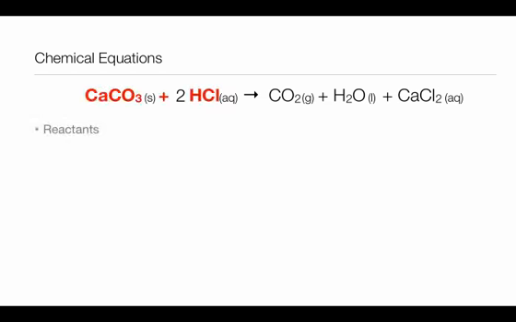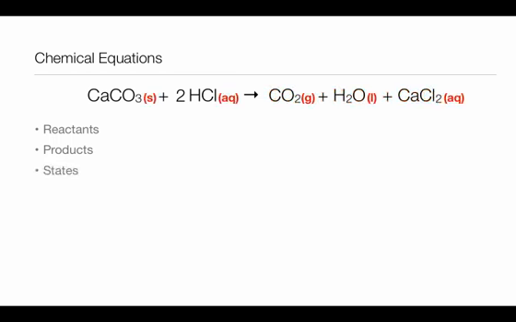The first part of our equation is what we would call our reactants, and the reactants are what we start with. We read our chemical equations from left to right, so we're starting with our calcium carbonate and our hydrogen chloride. The separation between reactants and products is our arrow. The arrow generally means that we are going to yield or produce our products, which are on the right-hand side of the equation. Our carbon dioxide, our water, and calcium chloride are our products.